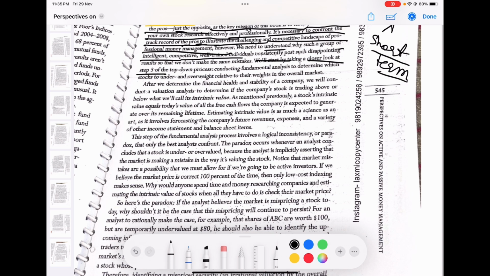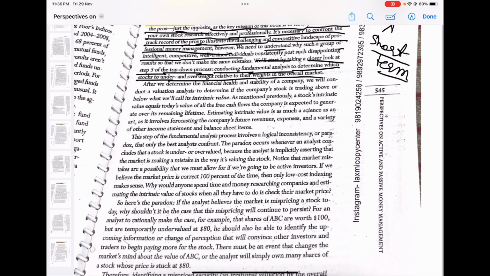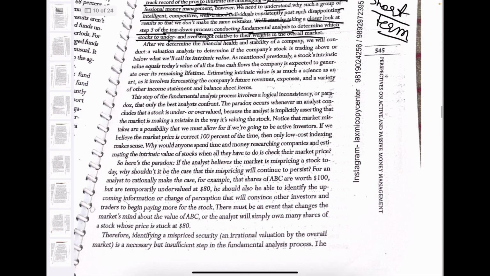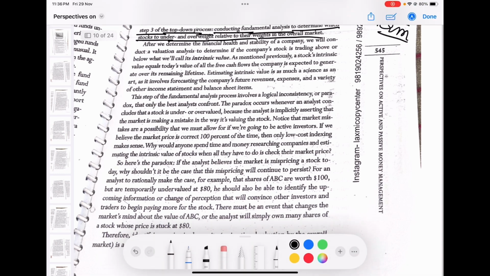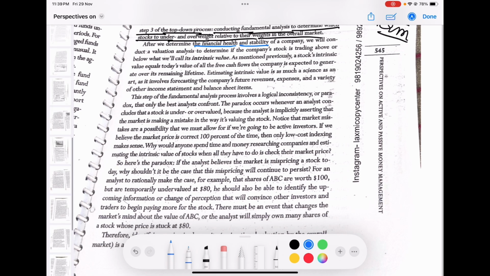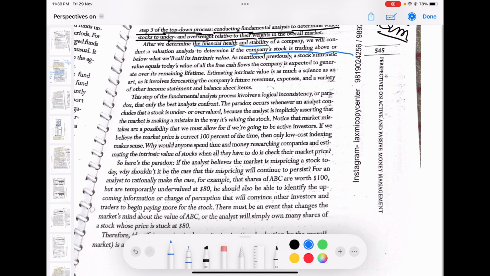We'll start by taking a closer look at step 3 of the top down process, conducting fundamental analysis to determine which stocks to underweight and overweight relative to the weights of the overall market. After we determine the financial health and stability of a company, so how do you determine the financial health and stability? It's by looking at their cash flow, their ratios, and so on. We will get to know what the financial health of the company is and how stable the company really is. Then we are going to do the valuation analysis to determine if a company's stock is trading above or below what we call its intrinsic value.